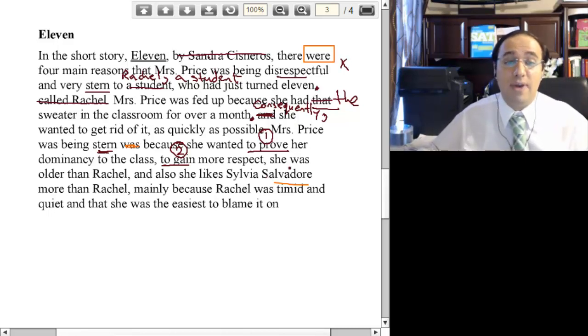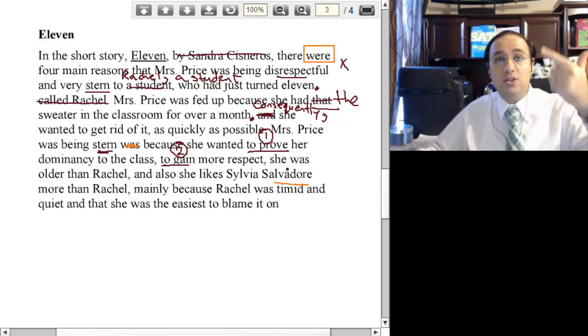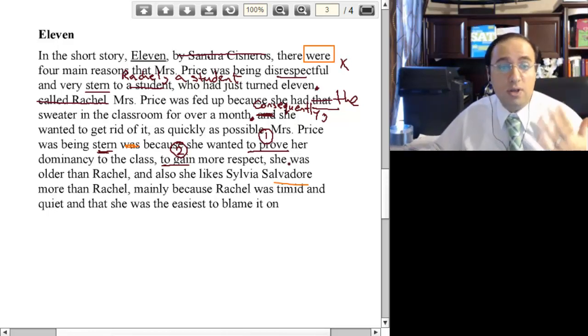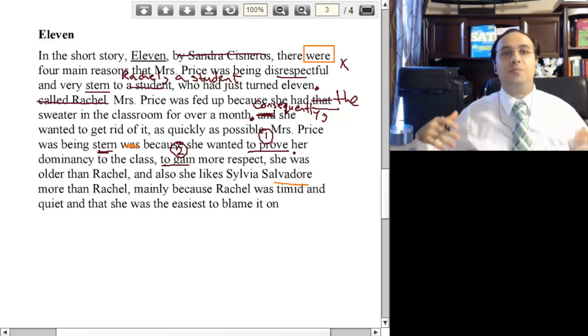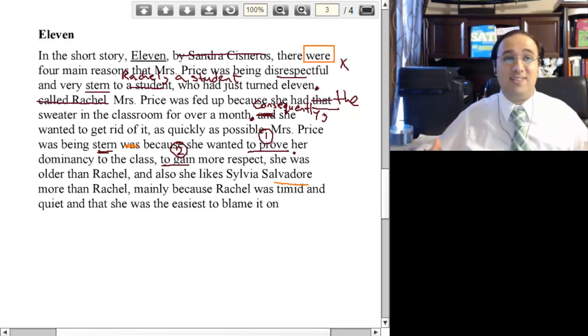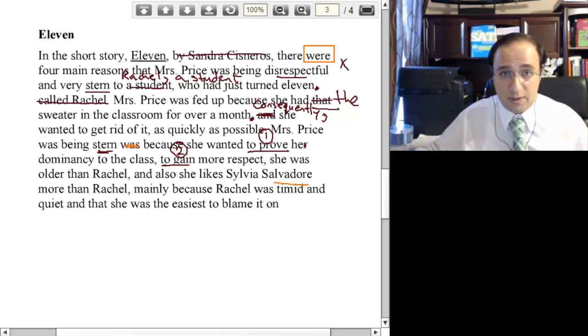This is not a parallel sentence. She wanted to prove, she wanted to gain, to be, to come, to go. So to prove, to gain, that doesn't really make sense. Well, how can I, on the test, write a proper sentence that doesn't have this parallelism mistake? One of the tricks in order to do that so you don't fall into any of those traps is to divide them into two sentences.